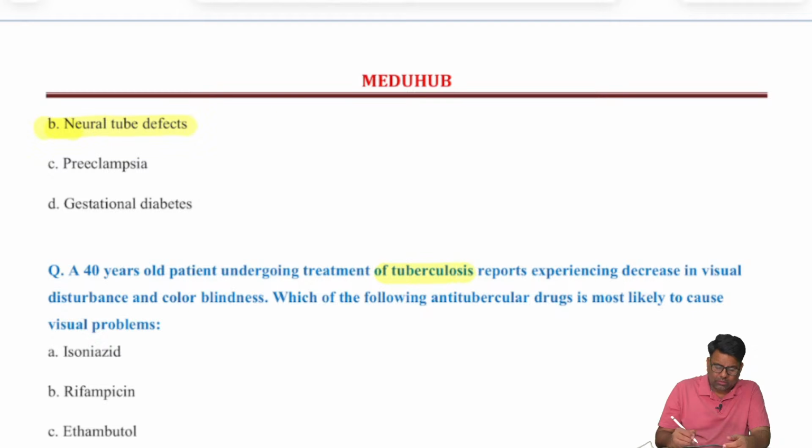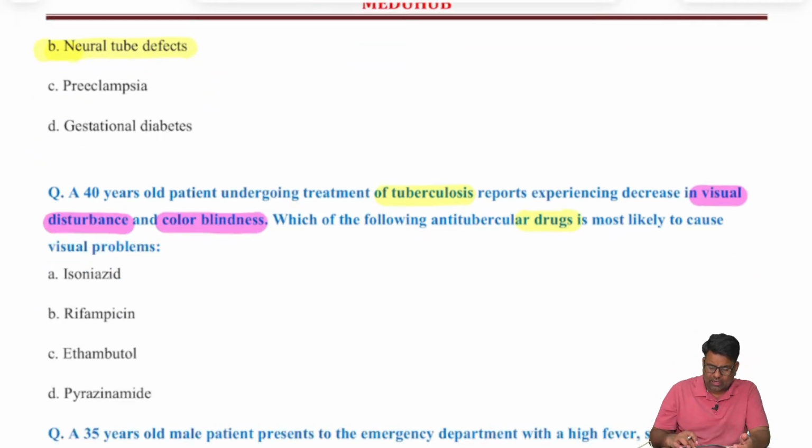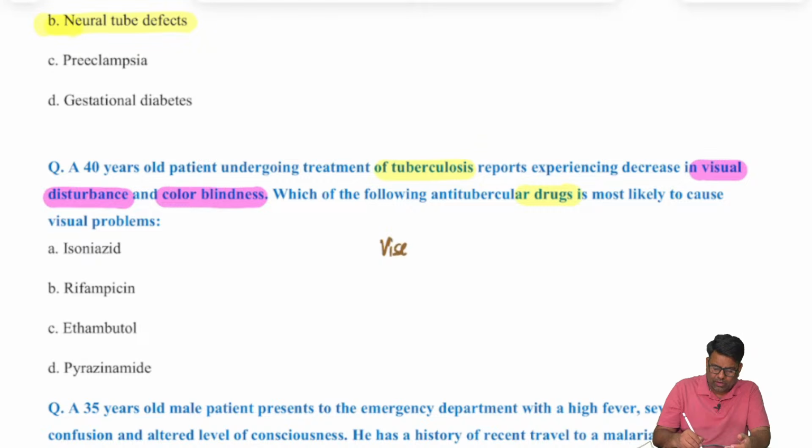Patient was started on ATT for tuberculosis, but he is experiencing decrease in visual acuity, or color blindness. So which agent is responsible? Now I think most of you can answer it quite easily, like visual side effects, just a complication of ethambutol, right?